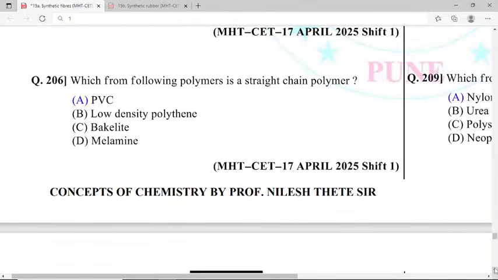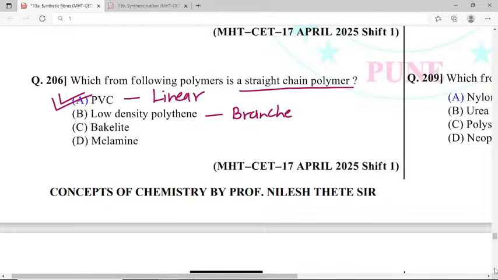Which from the following polymers is a straight chain polymer? PVC is the example, called linear. Straight chain stands for linear. Low density stands for branched. And bakelite and melamine are cross-linked polymers.